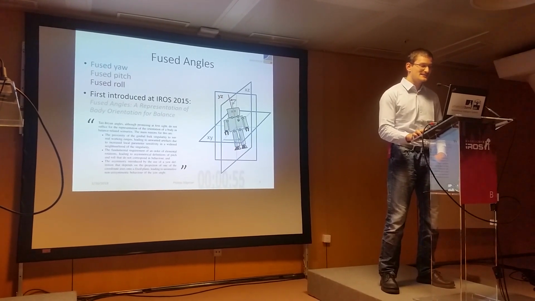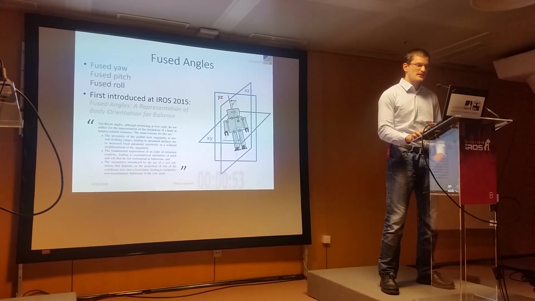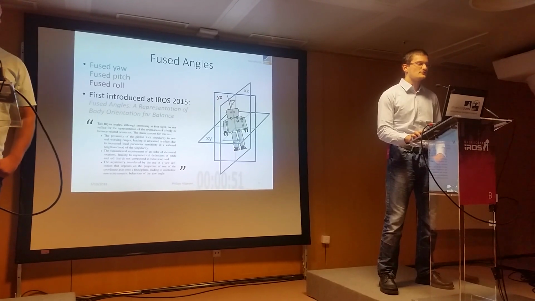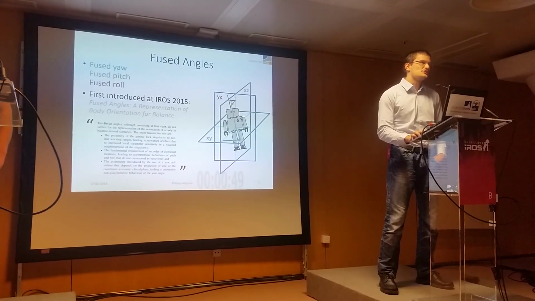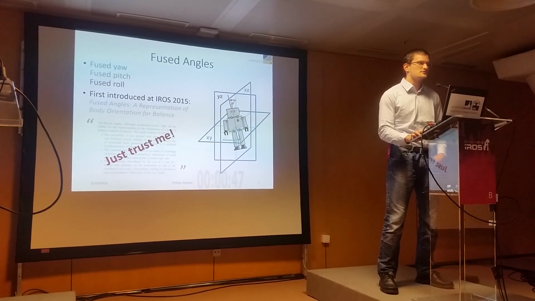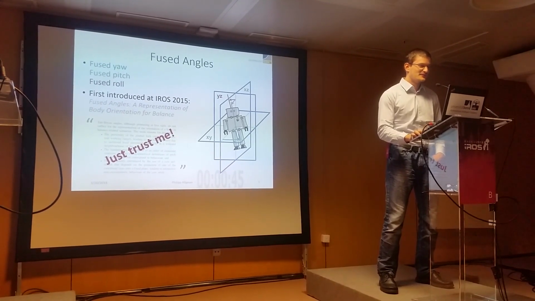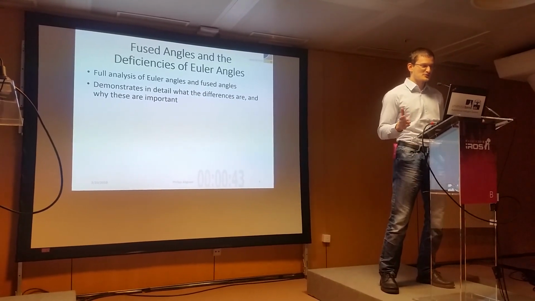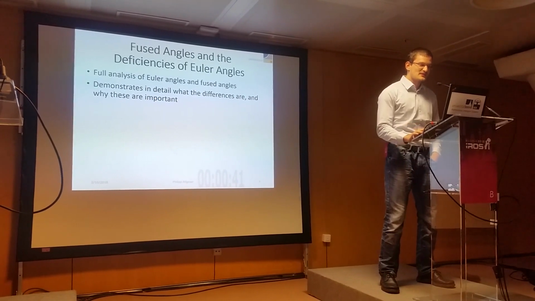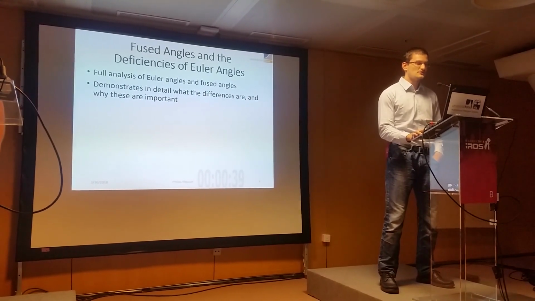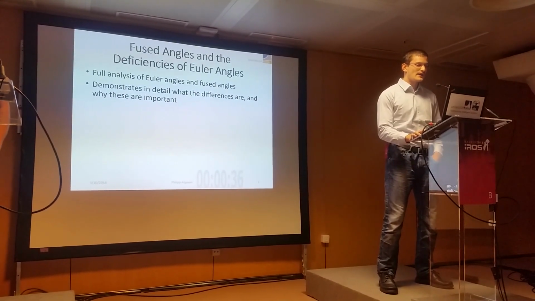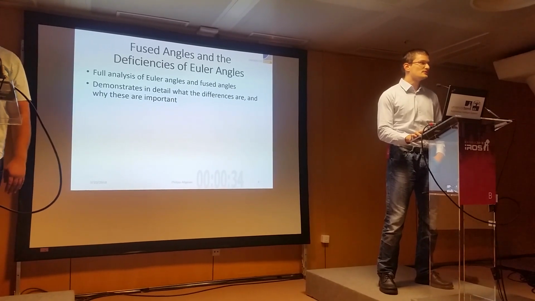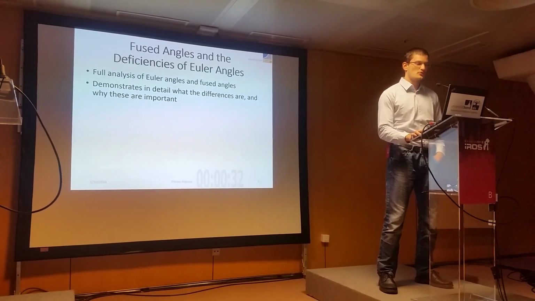And in that paper, I did summarize the problems with Euler angles, but overlength pages are expensive and it would have required far too much space anyway, so essentially my argument boiled down to just trust me. So, now I'm here to do it right. The paper I'm presenting today does a full analysis of Euler angles and fused angles, and demonstrates in detail what the differences are and why these are so important.